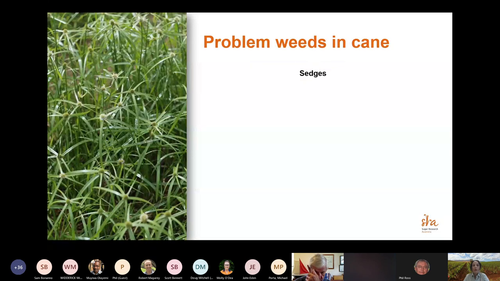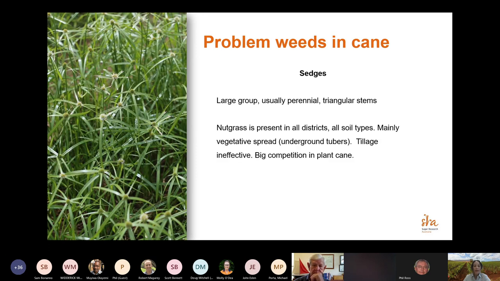The other problem weeds in cane are sedges. Sedges are actually a large group. They're usually perennial and they often have triangular stems. In the sugar industry, our main problem is nut grass, which is present in all districts and on all soil types.